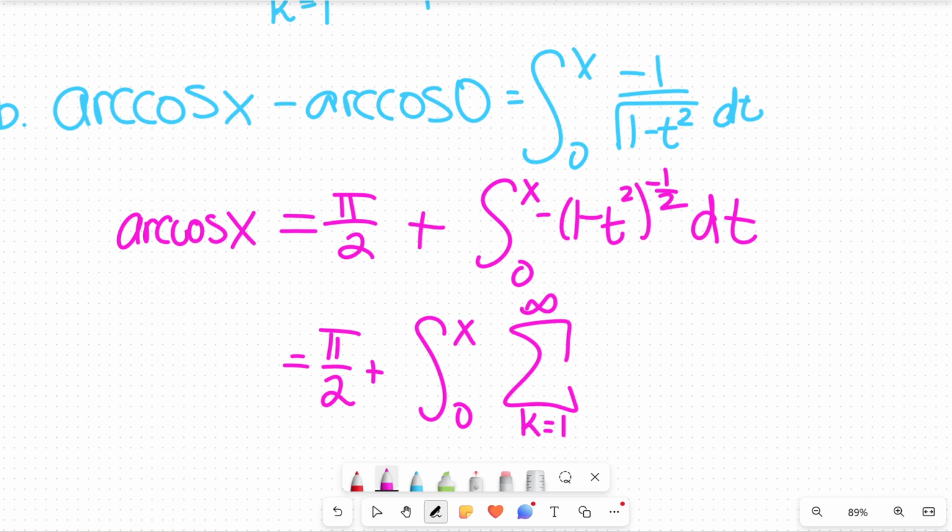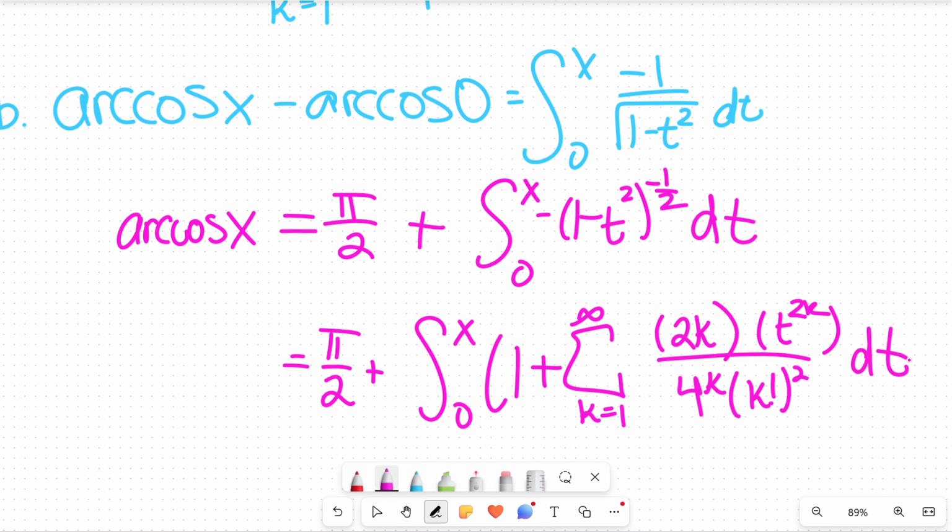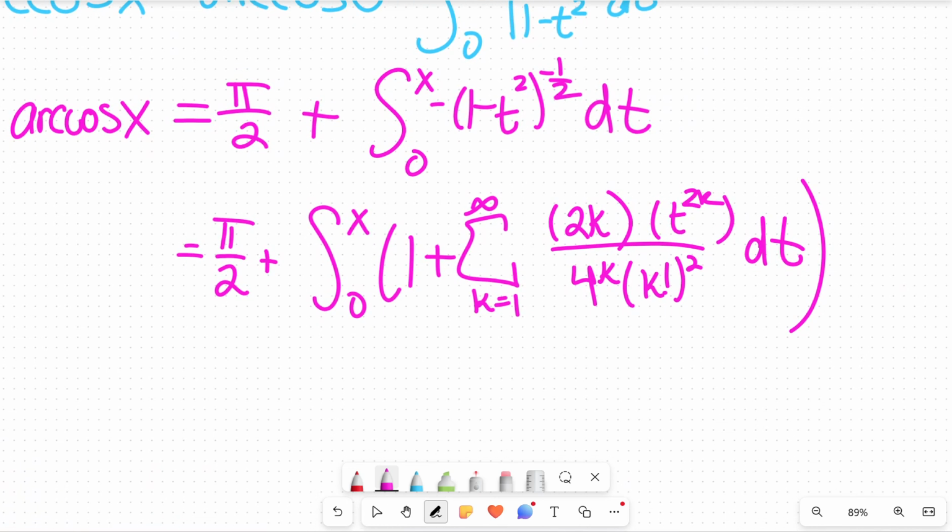We have to start with k equals 1. This is our solution from part A. So 2k factorial, and then t to the 2k, actually there's no factorial there, t to the 2k over 4 to the k, and then k factorial squared. Again, this is our answer from part A. So now we can go ahead and integrate.